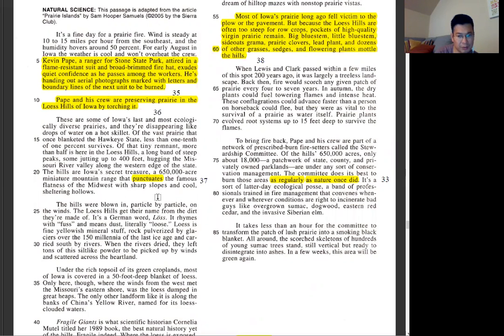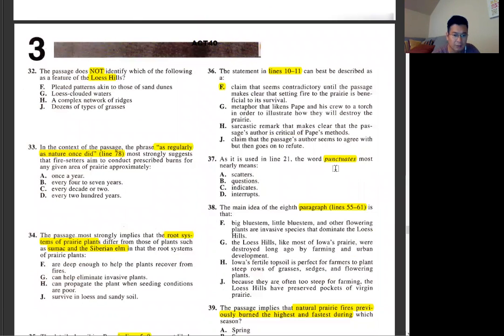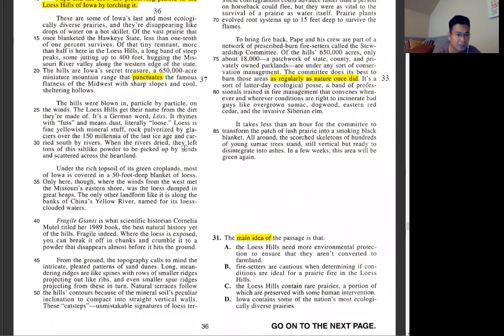Punctuate is like maybe having the famous flatness. Maybe like the range, like with a mountain range, all of a sudden they have the flatness. That's what it's saying. So question 37, punctuate, scattered, indicate, interrupt. Yeah, interrupt. Like among the mountain hills, it's interrupted with the flatness.